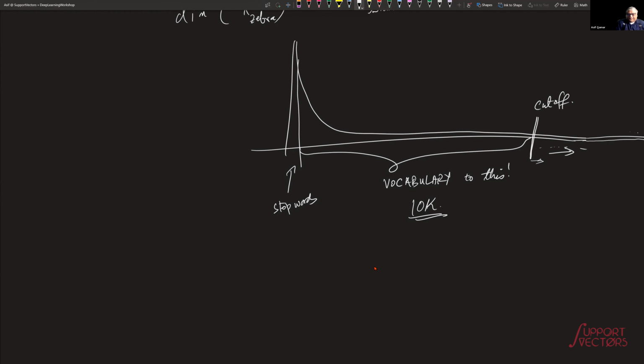So now comes this problem. Look at this rule that I gave. The frequency of a word is inversely proportional to the rank of the word, isn't it? To some power s.